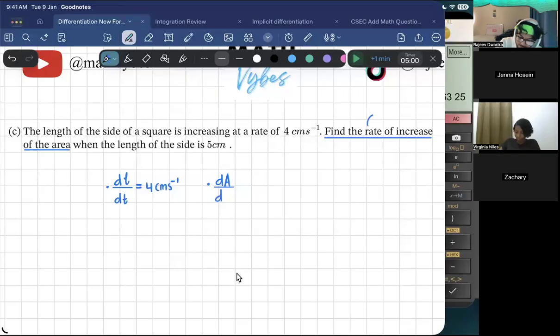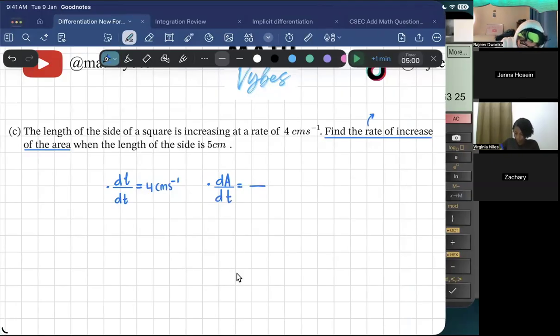Anytime you see rates, it's with respect to time. They want us to find dA dt, so what are you gonna do? So we'll have dA on the top and dt on the bottom. And dl, because that's the only other. And so they say dl over dt is 4 centimeters per second, but we need to find dA over dl. So we have to differentiate.